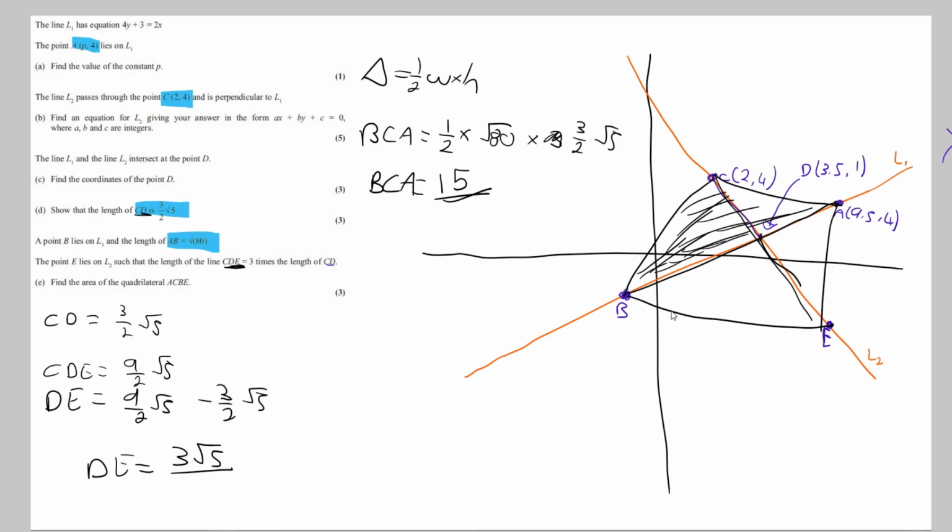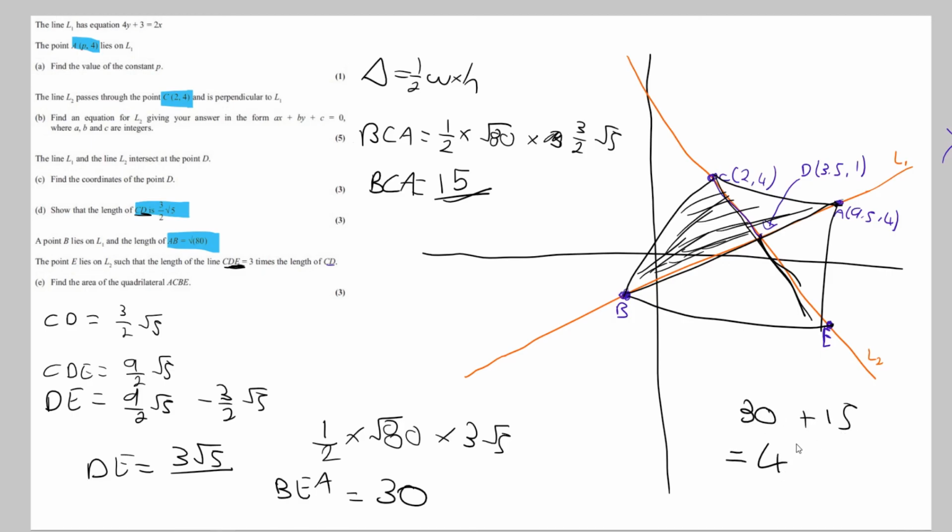Now we need to do the triangle BAE. Now we worked out DE to be 3 root 5, and the width is the same, which is BA, root 80. So that is a half times root 80 is the width, and then the height is 3 root 5. We put that all into a calculator, and we get 30. Adding them together, 30 plus 15 is equal to 45 units squared.